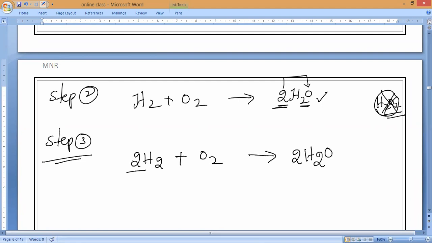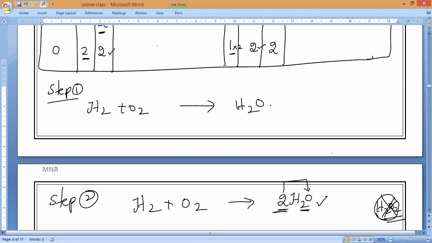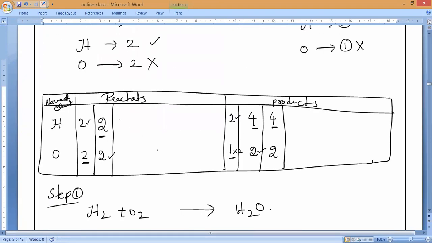Okay. Now the number of hydrogens, how many? 2 into 2, 4 hydrogens. Oxygens are 2. Now 2 into 2 is 4 and 2 into 1 is 2. So now you can see hydrogens become 4 and balanced. We changed the 2 only. So this is the thing.